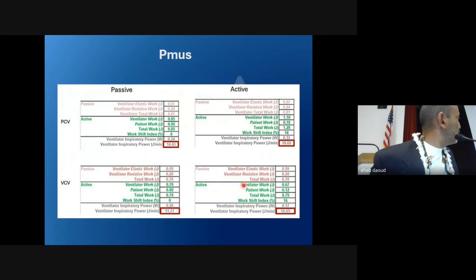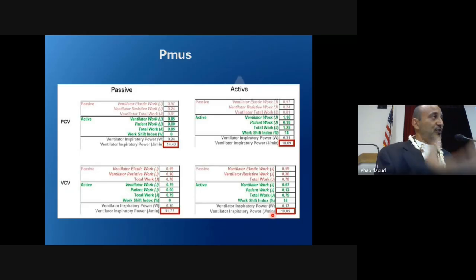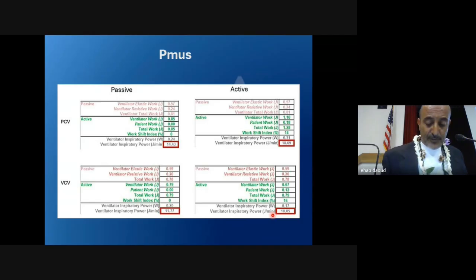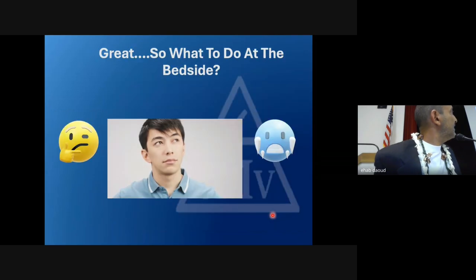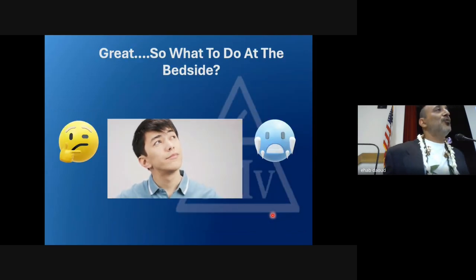This is also simulated work that we did. This is a patient with pressure control. If he is passive, the patient is not doing anything, it's 14.45. Make him breathe, it goes up higher. I can't even see what the number is, but it goes higher. If the patient is passive in volume control, it's this. When the patient starts breathing in volume control, because now he helps the ventilator, he reduces the pressure. Believe it or not, the mechanical power becomes less. Still wouldn't convince me to use volume control. Power compliance index, transpulmonary.